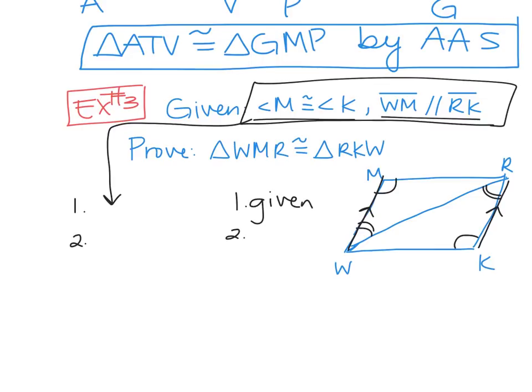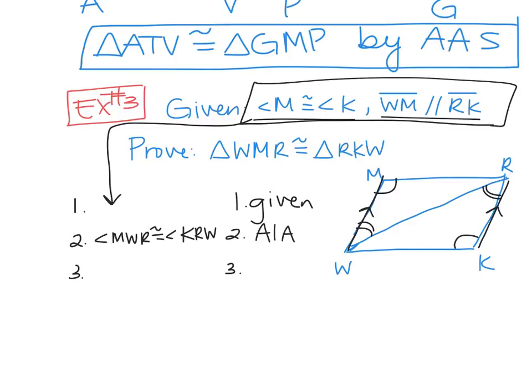So we can say angle MWR is congruent to angle KRW. The reason being we have alternate interior angles. Okay, so that's AIA. Do you see anything else in this picture that we know is congruent? It's one of the things I told you to always look for because it shows up a lot.